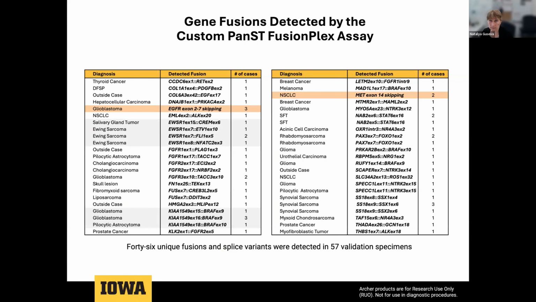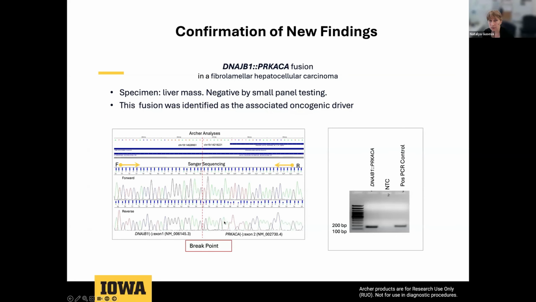So we found 46 unique fusions and splice variants in 57 validation samples. Expected gene fusions were identified in each tumor type, across multiple gene targets, and oncogenic isoforms such as exon skipping in glioblastoma for EGFR and MET exon 14 skipping in NSCLC were detected. We also found multiple partners in Ewing sarcoma. We found different breakpoints for BRAF fusions. It was very impressive that we could do everything in one run, basically, for all these types of tumors and different mutation types.